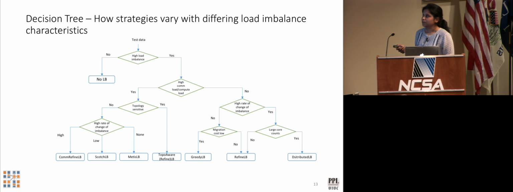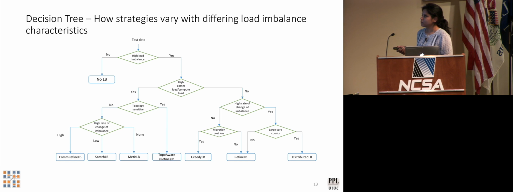On the right side of this tree, if it's compute intensive, if the load is focused on computation, load imbalance is all computation bound, then you want to look to see if the rate of change of imbalance is high. If it's high, then you look to see if the migration cost is low. Because if it's high, it's preferable. If it's not high, it's okay to do something like greedy LB, which does a lot of migrations. But if the migration cost is low, you wouldn't mind doing refine LB. I mean, if the migration cost is not low, then you can do refine LB.